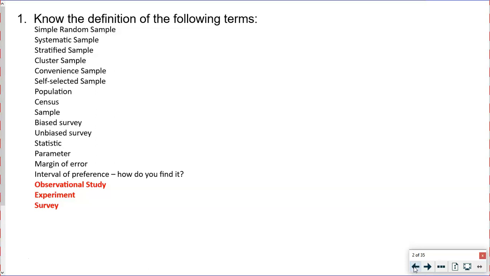But the three that are not on there that I would suggest you go back over, which are in lesson 11.3, are the observational study, the experiment, and the survey, and how they compare and contrast with one another.